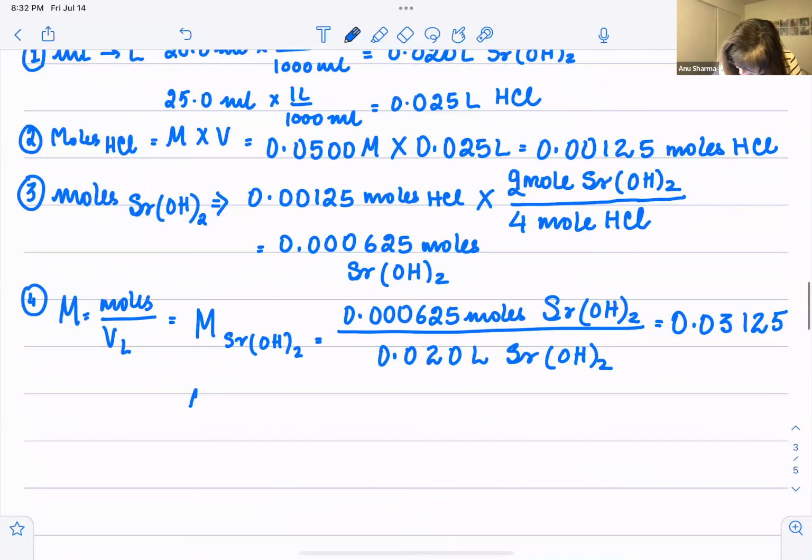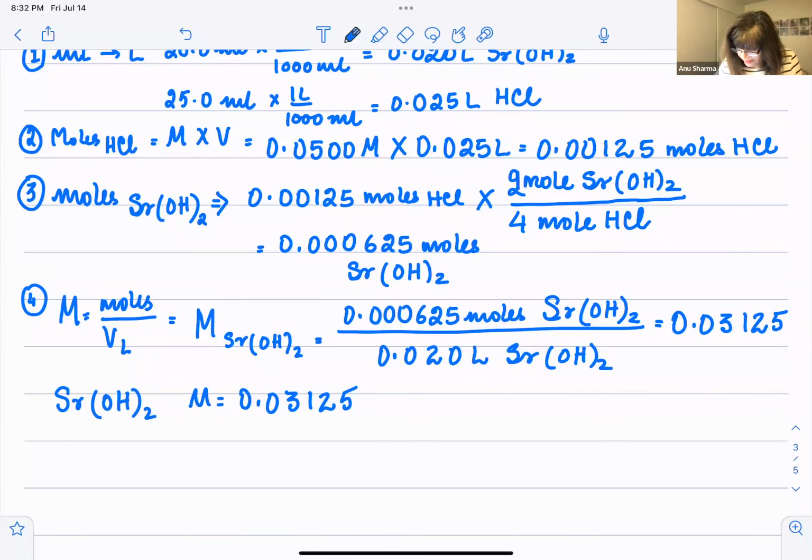So molarity is equal to 0.03125. Okay, now, if the question is given to you in this form, standardized notation, you get that answer. Otherwise, you will have to convert it. So 1, 2, you moved 2 places to the left.